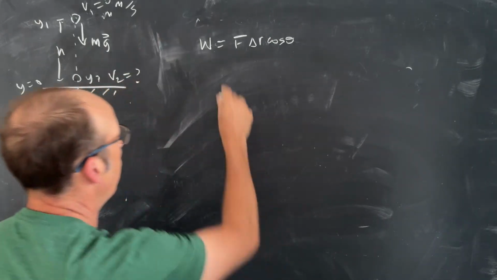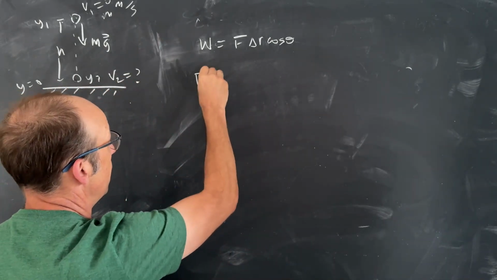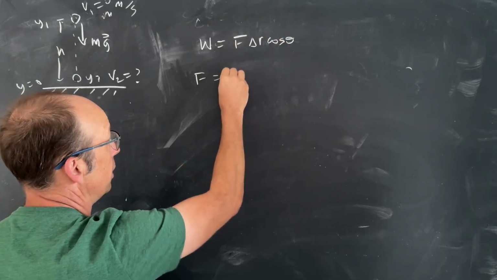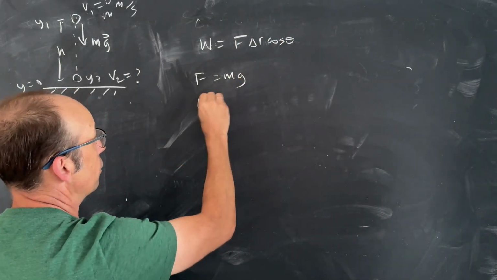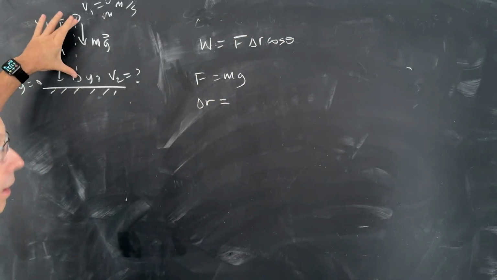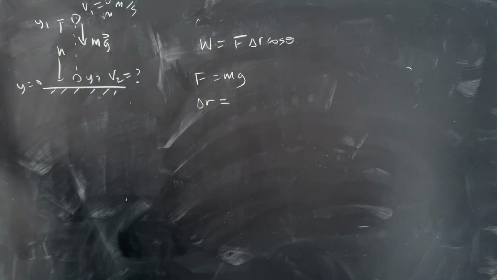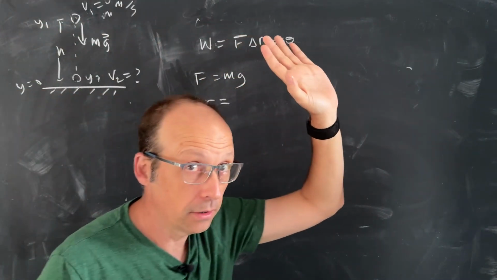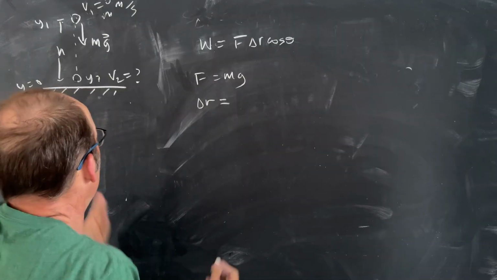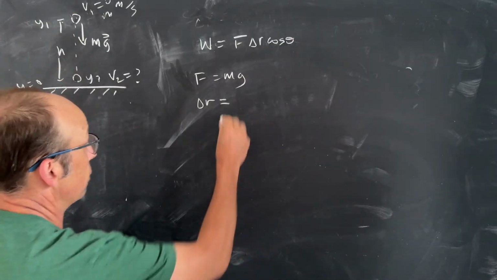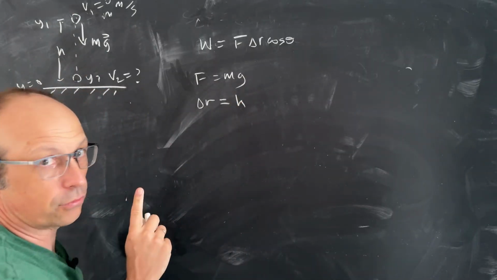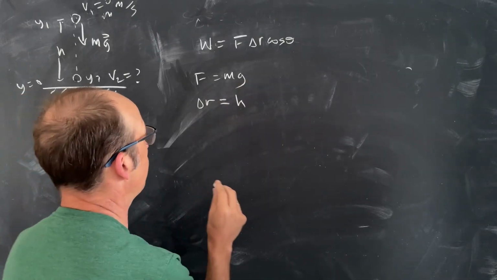That's fine. So what's the magnitude of the force? And these are just magnitudes, so it's just mg. What's the magnitude of delta r? Well, how far did it go? Well, it went h, right? And I only care about the y direction. But it doesn't matter. It is h. Okay, and I'll show you how this will change in the next problem.